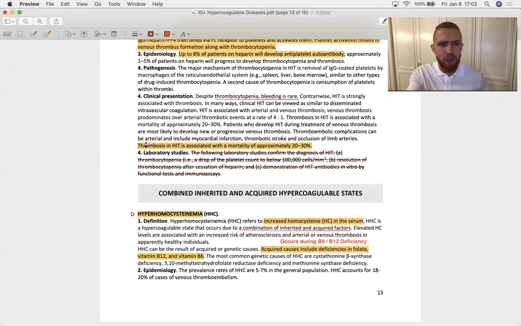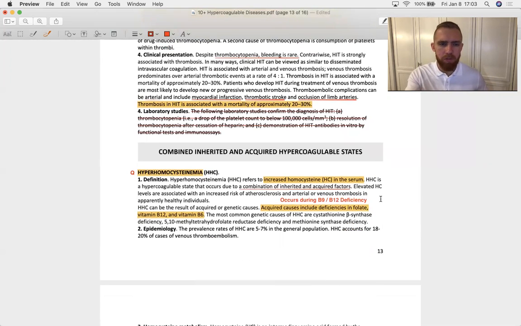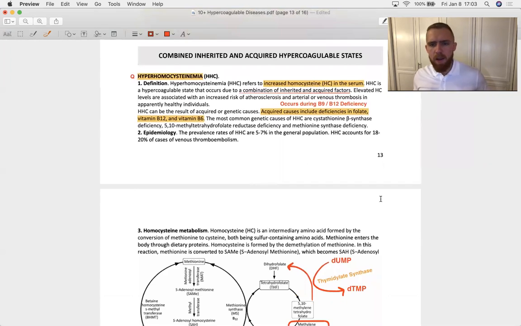You can see arterial clots. It's a lot less likely, but that could lead you to an MI or thrombotic stroke or limb ischemia or even a renal embolus. And now we're at the last pathology that we'll talk about today. This is hyperhomocysteinemia. You've got a lot of homocysteine in the blood.